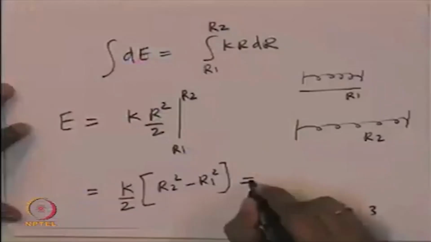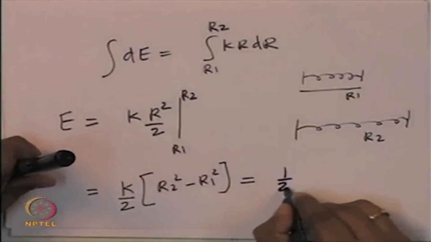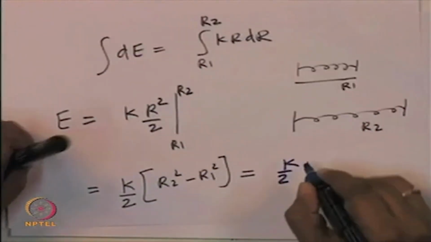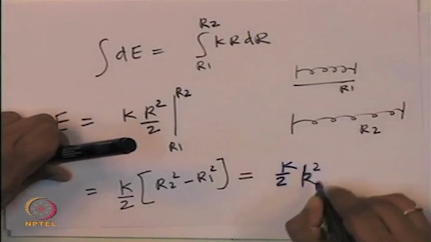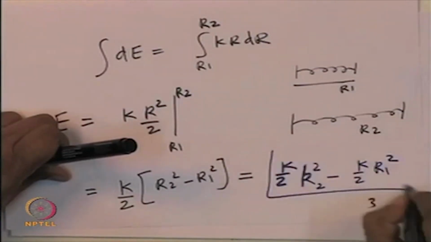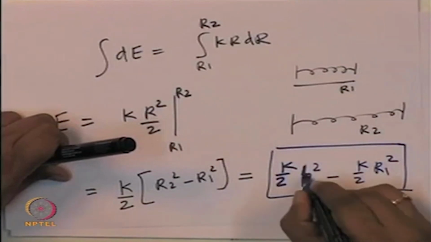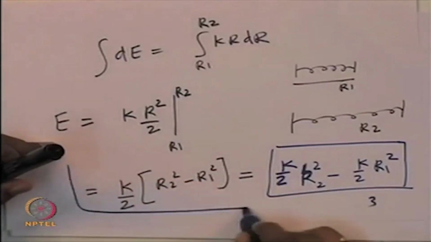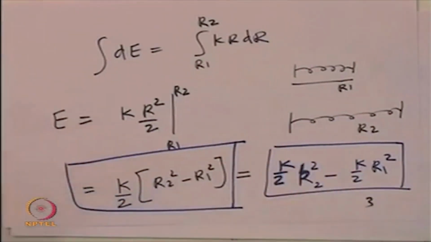So this can be written as k by 2 r2 square minus k by 2 r1 square. You can also write it like this, k by 2 r2 square minus k by 2 r1 square. So this is exactly the same as that. This is basically the energy needed to pull a spring from r1 to r2. So this is essentially the energy difference.